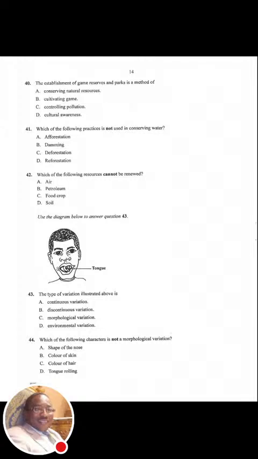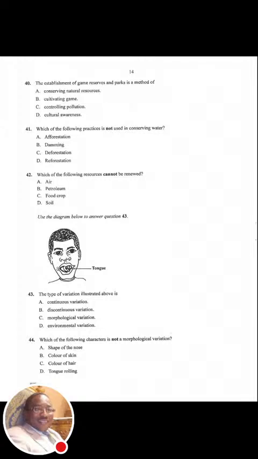You notice again, they say the type of variation illustrated above is continuous variation, discontinuous variation, morphological variation, environmental variation. Definitely tongue rolling is not morphological because it's not manifested physically. So we also have variation that can be classified as continuous and discontinuous. Continuous variation can be arranged in a range from one point to another, like height. You can arrange children that are 15 years old according to their height, from the petite person to the tallest person.